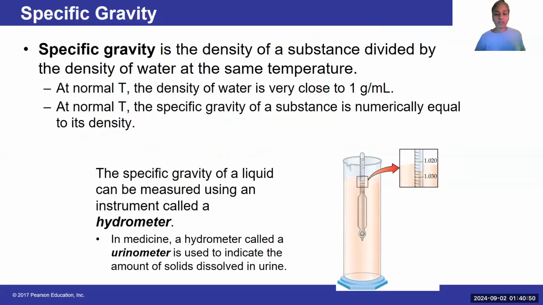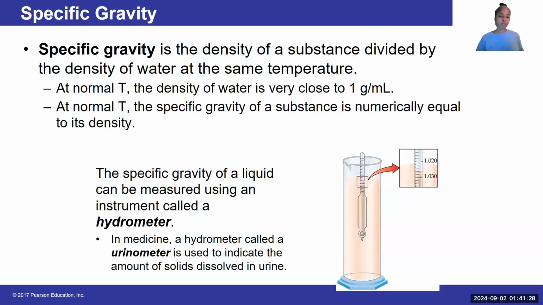If you go into the nursing field, you might see something called the specific gravity. Specific gravity is the density of a substance divided by the density of water at the same temperature. So at normal temperature or room temperature, the density of water is very close to 1 gram per milliliter. So at room temperature, specific gravity of a substance is numerically equal to its density. However, that may change if we're at a different temperature.